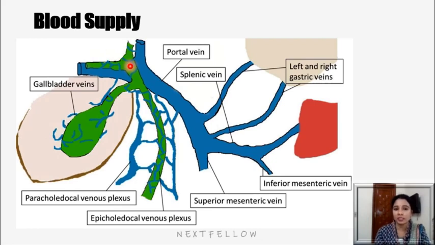I'll just repeat again. First, the cystic veins from the plexus around the gallbladder drain into the portal vein. The portal vein forms the hepatic sinusoids. Hepatic sinusoids drain into central veins. Central veins join to form hepatic veins, and hepatic veins drain into the inferior vena cava.